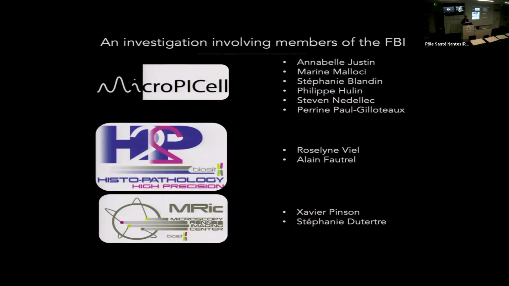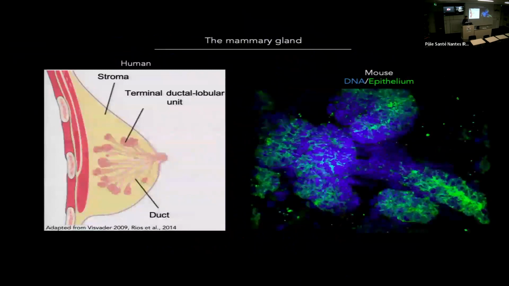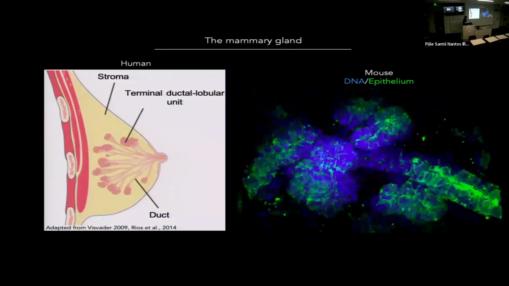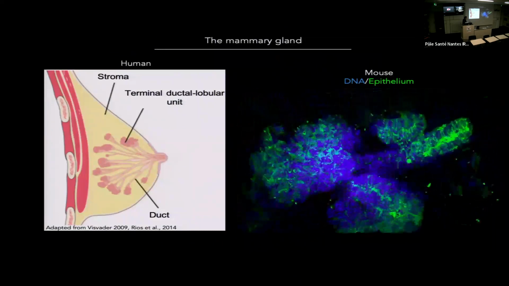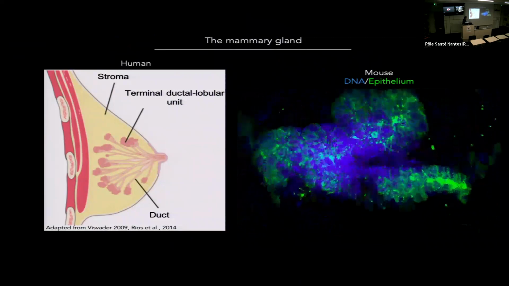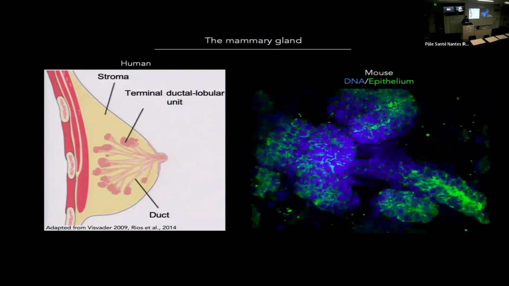So I will talk about the mammary gland, which is an organ that is made of ducts and lobules that are embedded in a vast stromal compartment that can be visualized here in our staining of the mouse mammary epithelium in green. You can see a duct and lobules here at the tip of the duct in the mouse mammary gland.